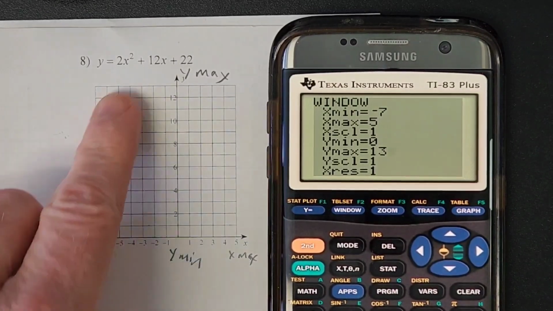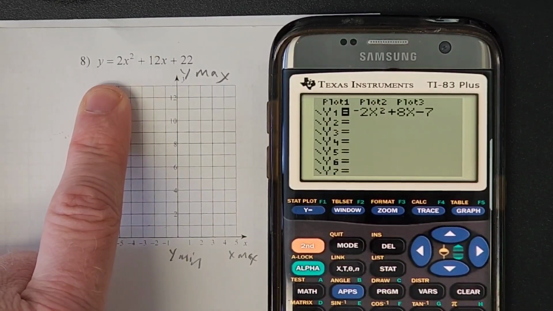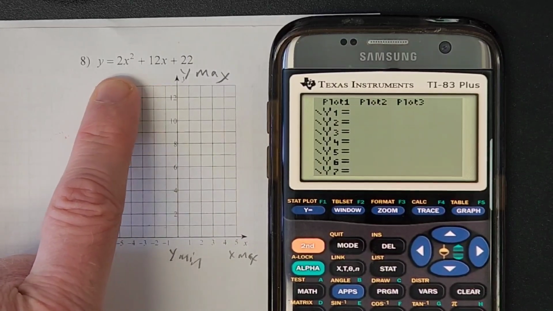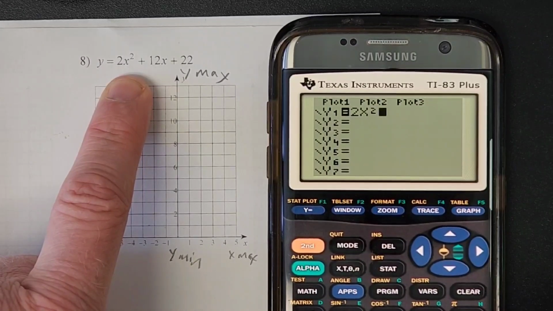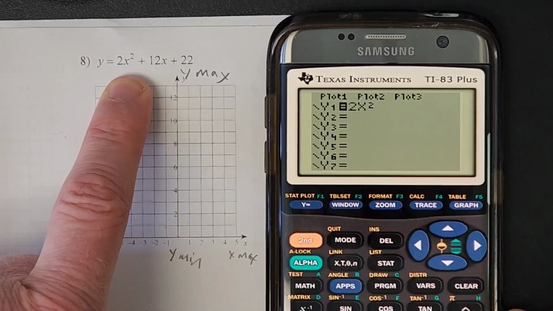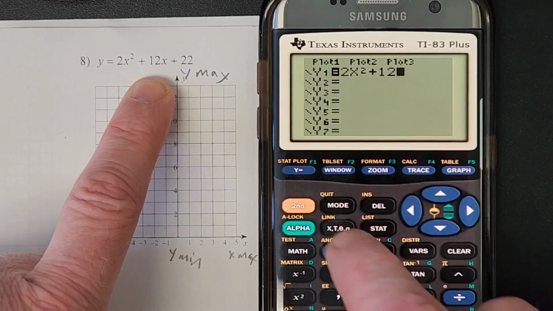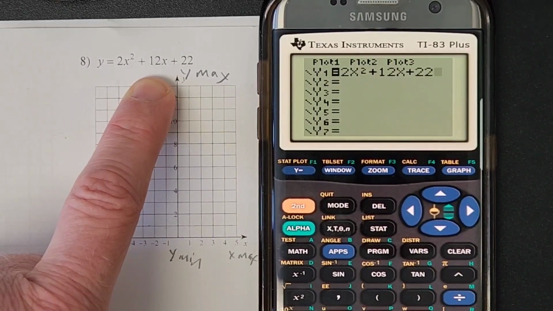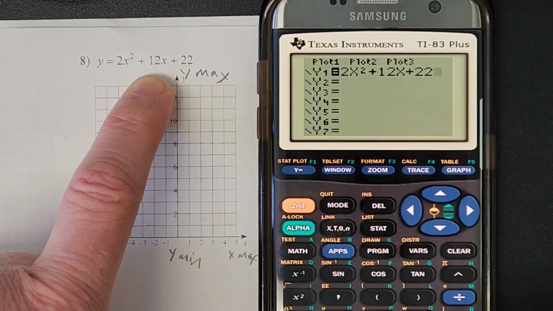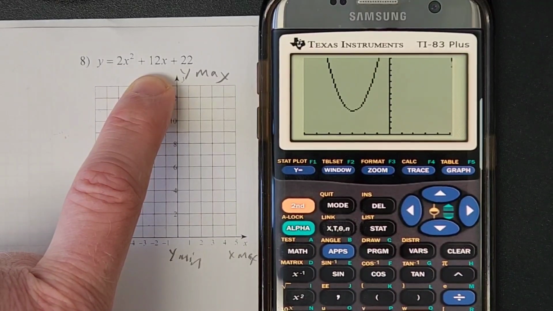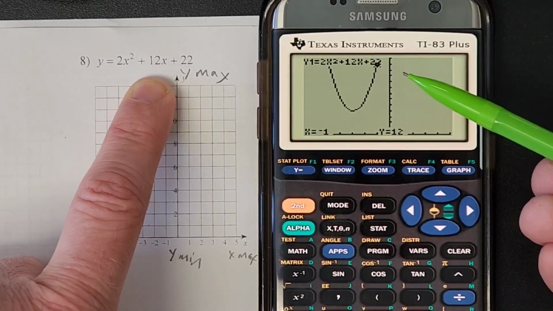Step 2, we go to the y equals. We go to the y equals on the graphing calculator. You can clear what's there. And we enter what we have. I see 2x squared. That's 3 buttons, the 2, the x, and the squared, which is down here, plus 12x plus 22. And then you can just go ahead and click trace. Okay, and this will show us on the graphing calculator.